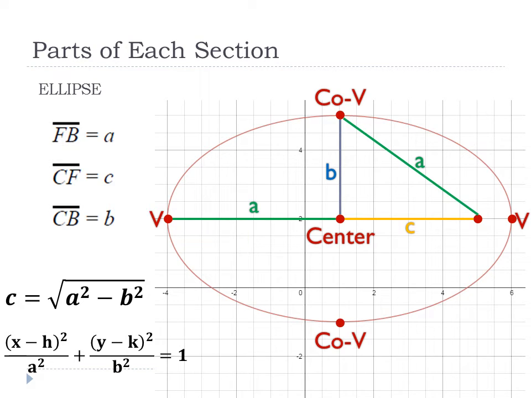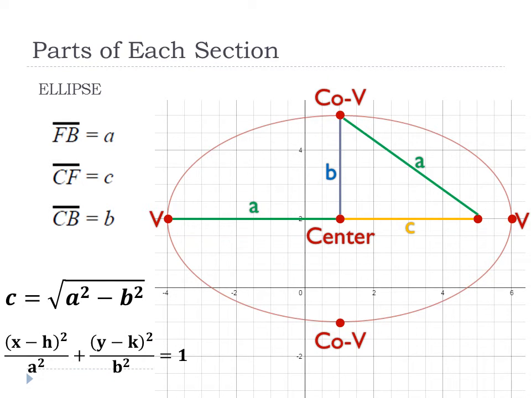Alright, so now we're going to go into the ellipse. The main parts of the ellipse are its center, vertex, and covertex. Okay? The distance from the covertex to the center will always be smaller than the distance between the vertex and the center. Okay? So if we make a little triangle, we're going to find A is always the longest term. Okay? So that's why in an ellipse, when A is under the x square, it becomes horizontal. And when it's under the y square, it becomes vertical.